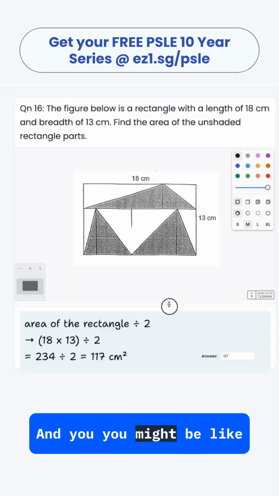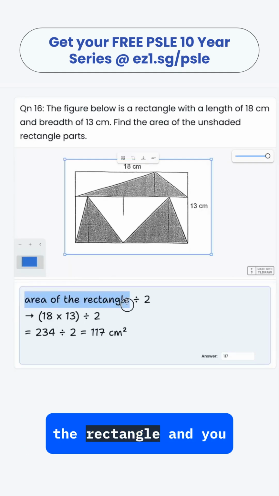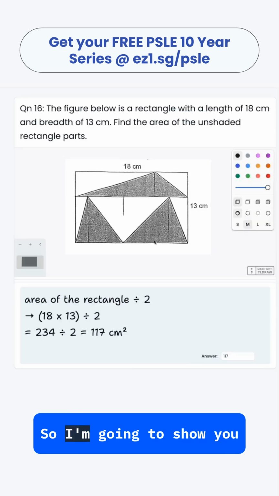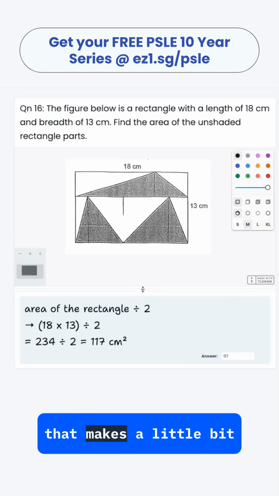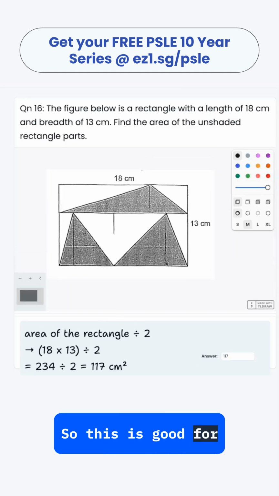And you might be like, oh, so easy, but you don't know why it is, because you get the area of the rectangle and you divide it by 2. So I'm going to show you the hard way, or the way that makes a little bit more sense. This is good for learning.